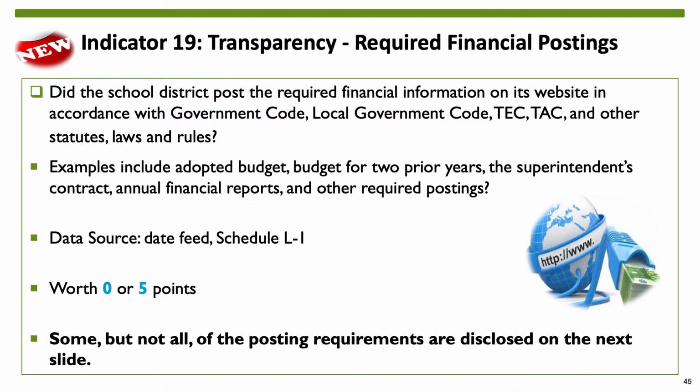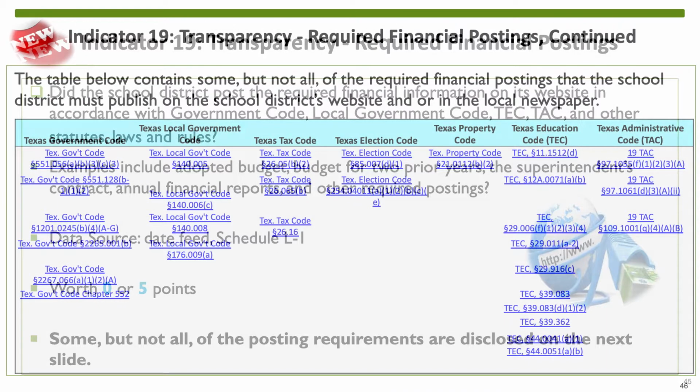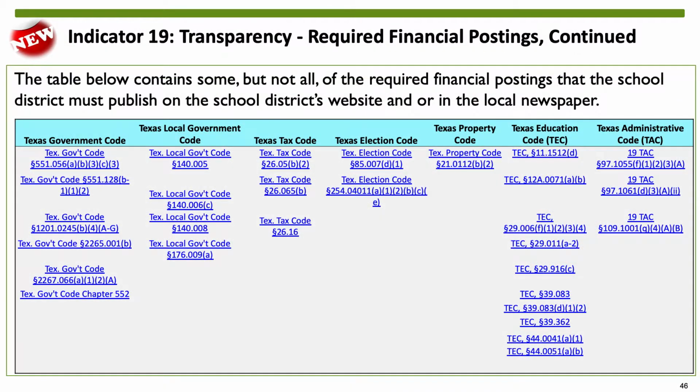Indicator 19 is new. It is, did the school district post the required financial information on either their website or the internet based on the statutes, laws, government code, local government code, and any rules? Y'all have a lot to do. Look at this next slide. This is only some of your required postings that you have to do either in the newspaper or on the internet. This is only a very small amount.